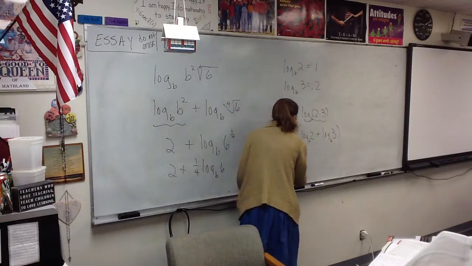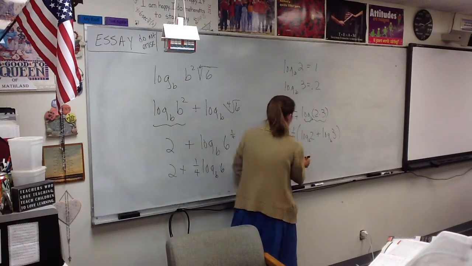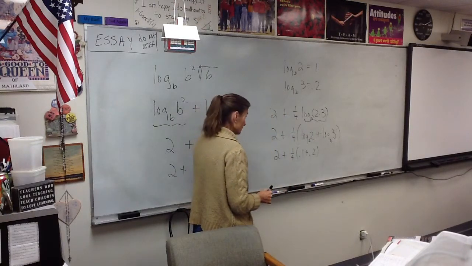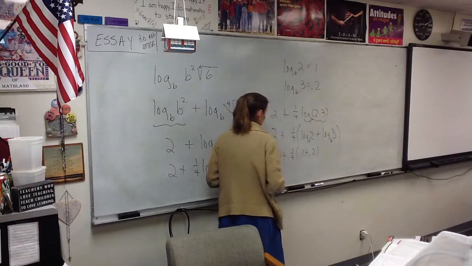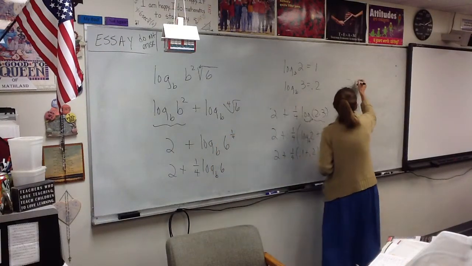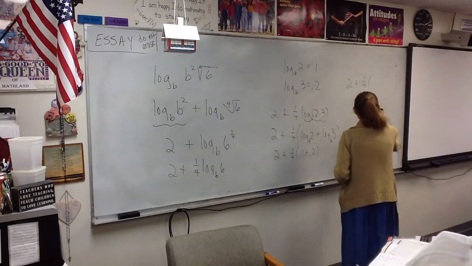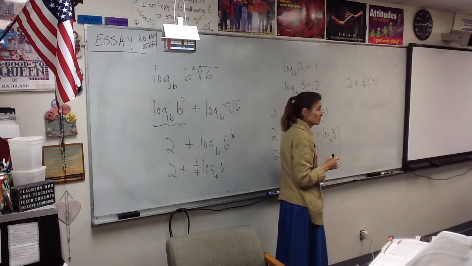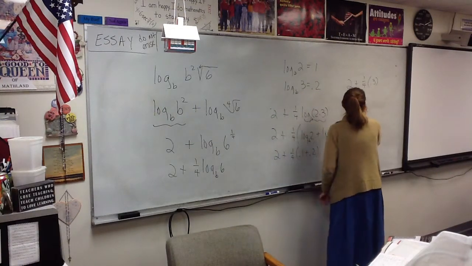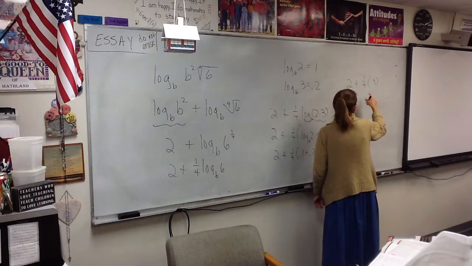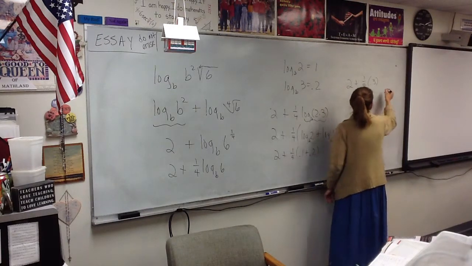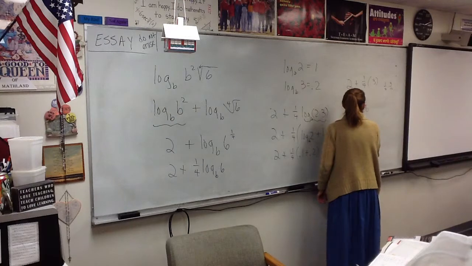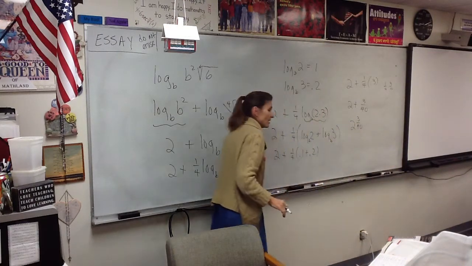So 2 plus 1/4 times, these numbers I knew, that's 0.1 plus 0.2. These were given. So 2 plus 1/4 times 0.3. So 2 plus, okay, that's 1/4 times 3/10. So 3/40ths. So 2 3/40ths, whatever decimally that is, that's your answer.